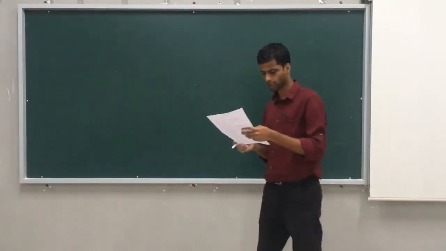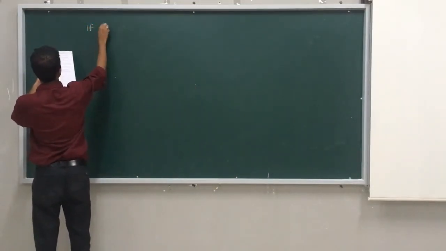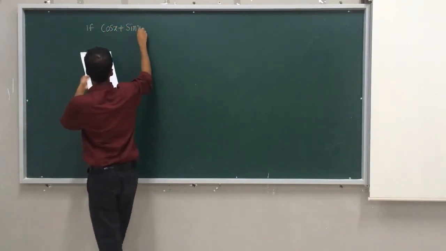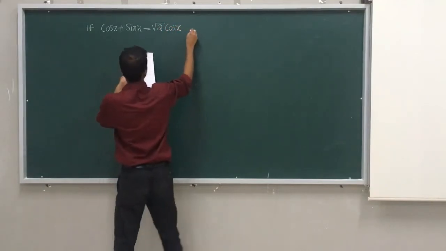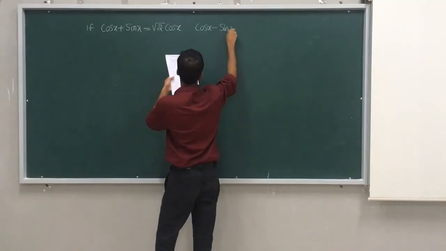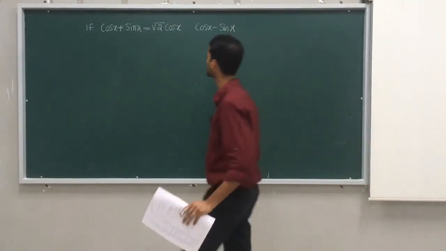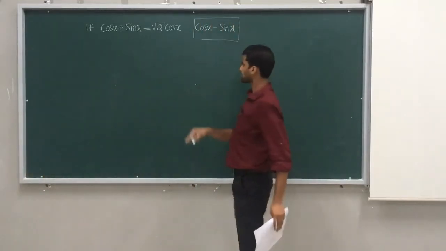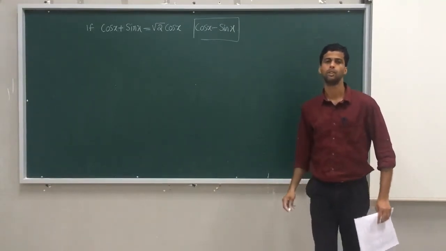If you go through question number 9, they have given: if cos x plus sin x is equal to root 2 cos x, then what is cos x minus sin x? They have given 4 options. You just refer to those options. They expect the answer for this particular question. If cos plus sin is root 2 cos x, then what is cos minus sin? That answer we want here.